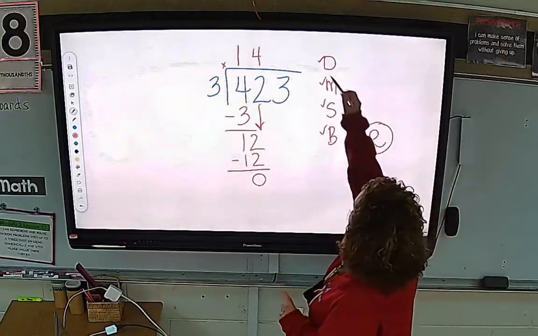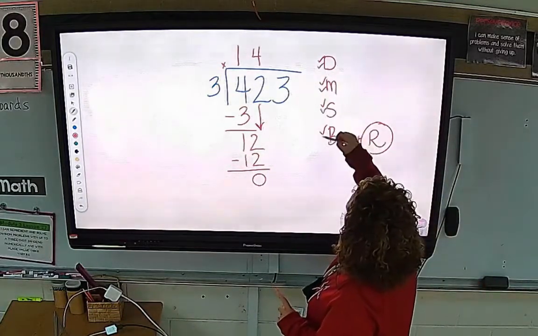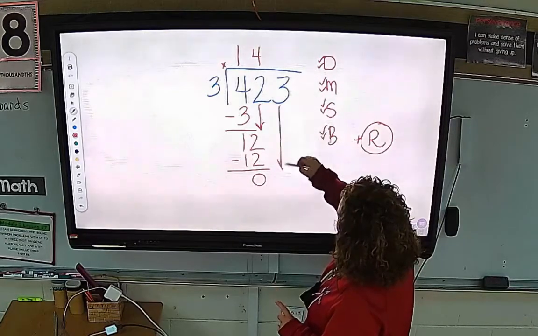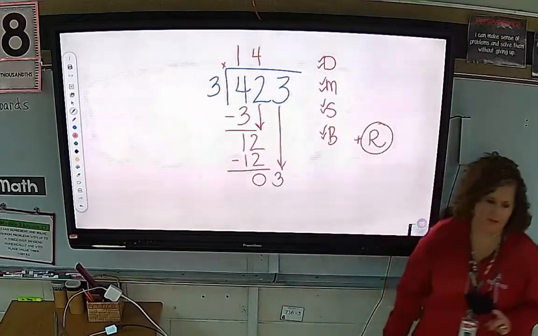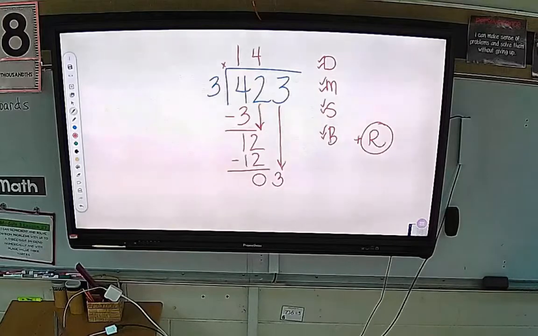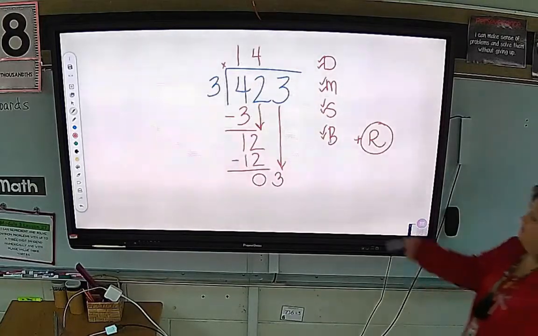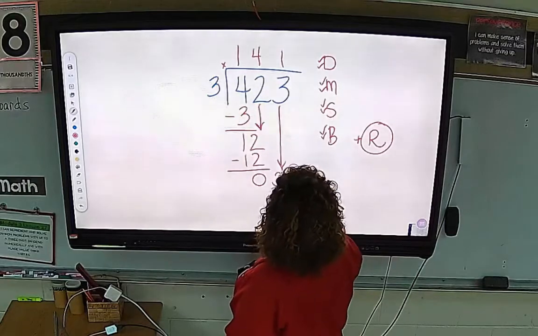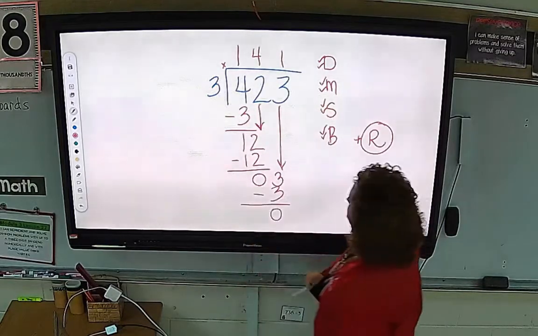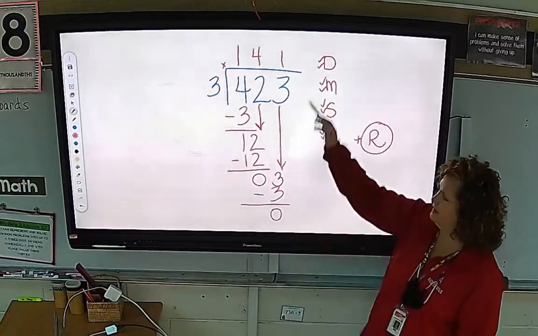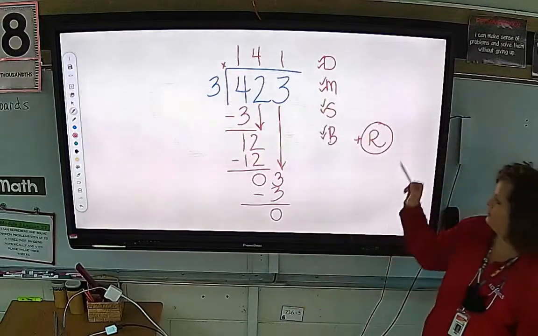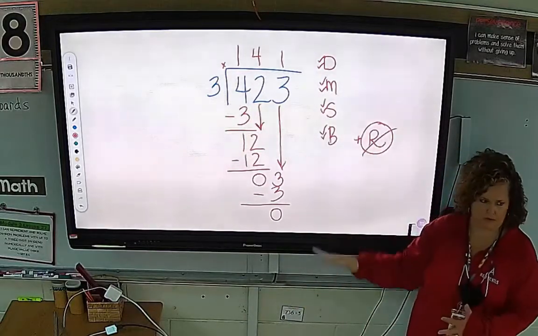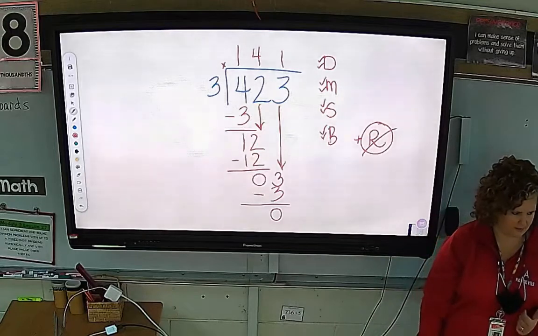Okay. So we have done these steps again, and we're ready to bring down the 3. How many 3's can I get out of a 3? Yeah. 1. Just 1. Okay. 3 times 1 is 3. So I'm going to subtract that and get 0. And I have nothing else to bring down. I'm not going to repeat now. I've already done all of my steps. I don't have a remainder.